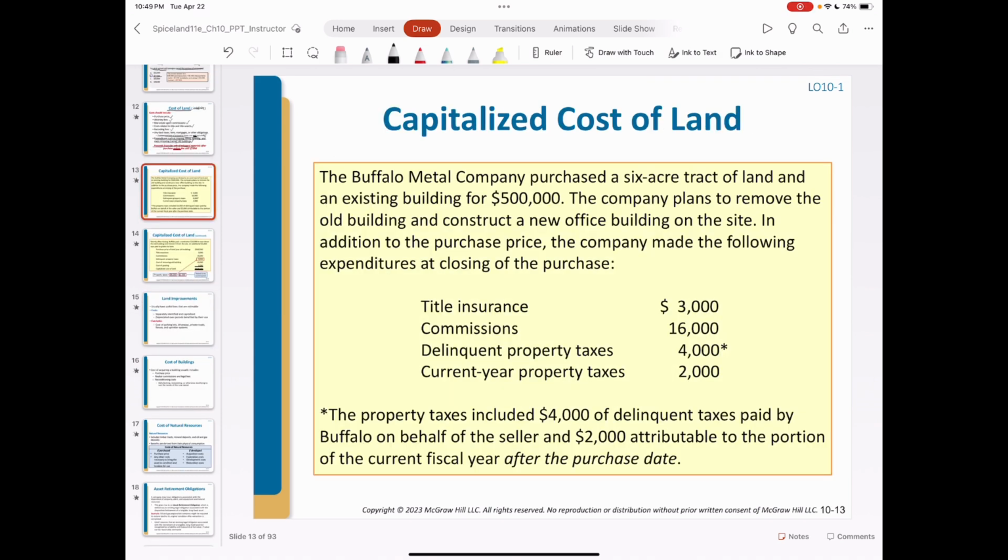So what costs should be capitalized, or what costs are included as acquisition cost of land? The purchase price should be included. Title insurance, which is also necessary. Commission, yes. Delinquent property tax is also included, because this is property tax paid by the buyer on behalf of the seller. This is based on the agreement between the seller and buyer, while the recurring property tax, annual property tax, 2000, is not included.